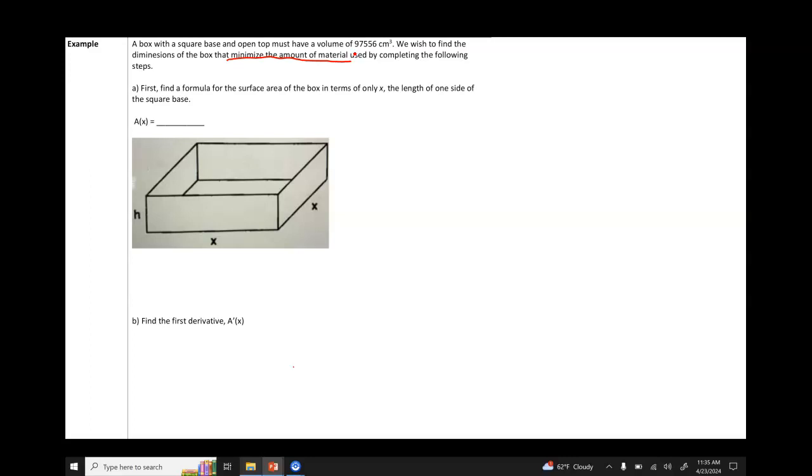Okay, so first, let's find a surface area of this box. So surface area is going to be the area of all of its surfaces added up. So let's break the box down by its different surfaces. So first we have the base, which is going to be a square, and that base is going to be x times x. And then we have the area of the sides. So we have 1, 2, 3, 4 sides, and then we have the base.